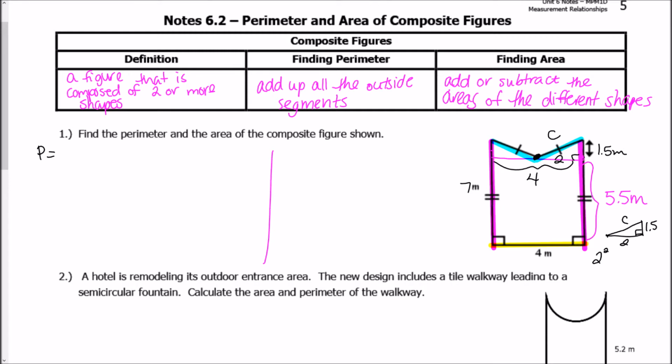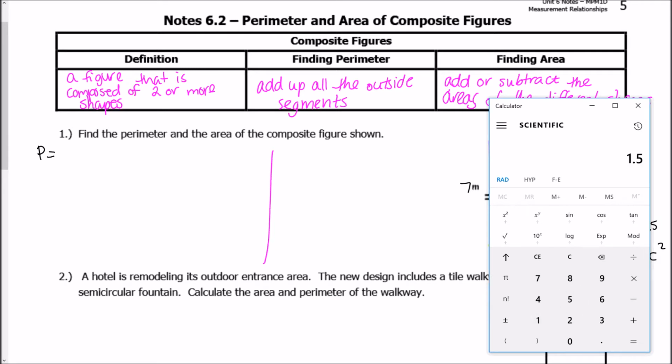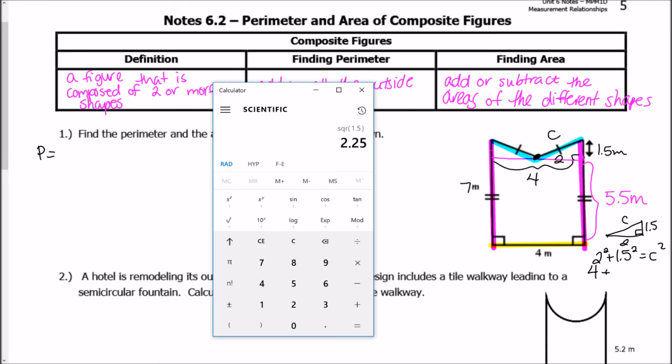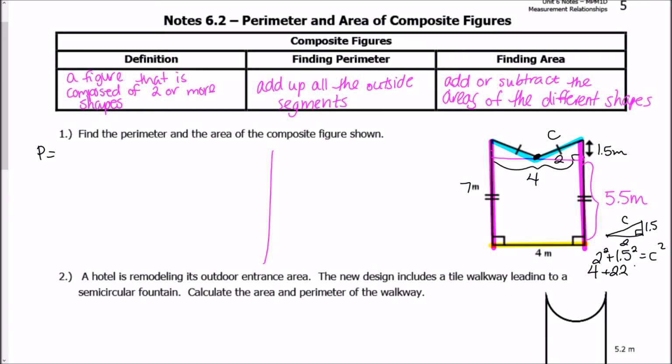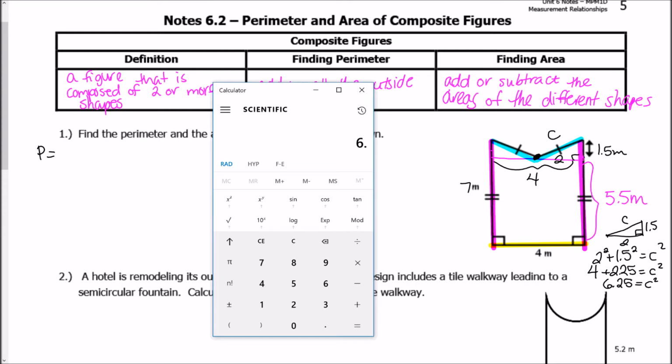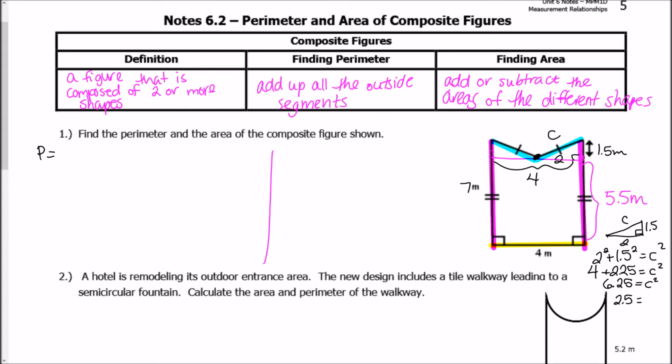So I'm going to say 2 squared plus 1.5 squared equals C squared. Well, 2 squared is 4. 1.5 squared is going to be 2.25, okay? So we'll say that this is 2.25 equals C squared. Well, 4 plus 2.25 is 6.25, and then I'm going to square root 6.25 to solve for C, which is 2.5. So we know now that the C value right here is going to be equal to 2.5.